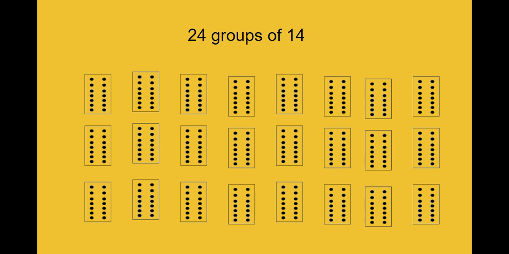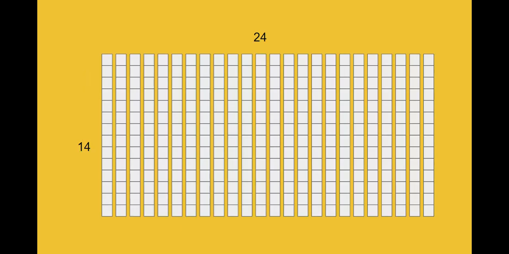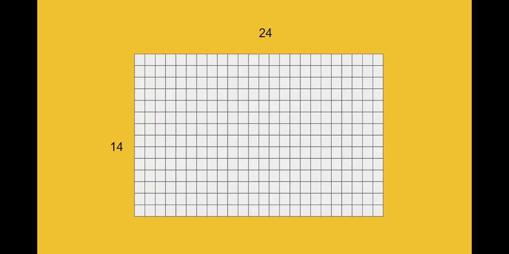I'm going to show it in a little bit different of a representation now. Instead of having our groups like this, we're going to have 24 different strips with 14 squares in it. We still have 24 groups of 14. Now I'm going to squish them all together to make a rectangle. Still, we have 24 by 14, so we can still look at it as 24 groups of 14.